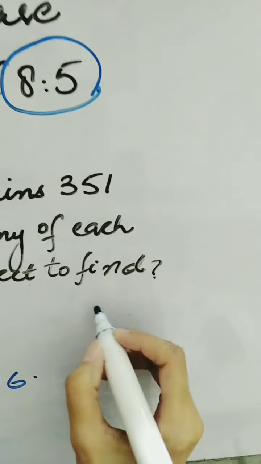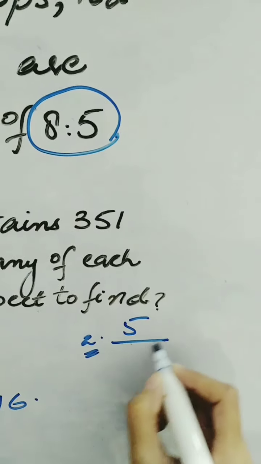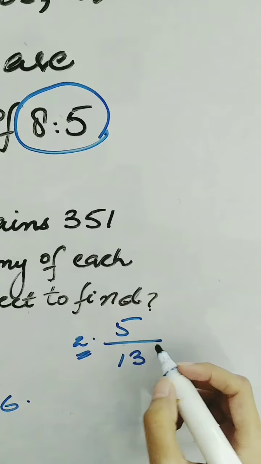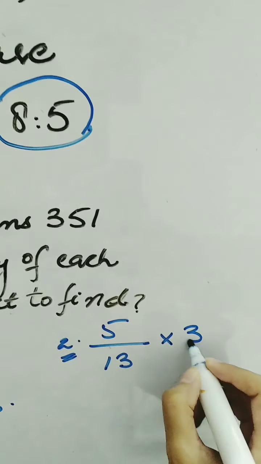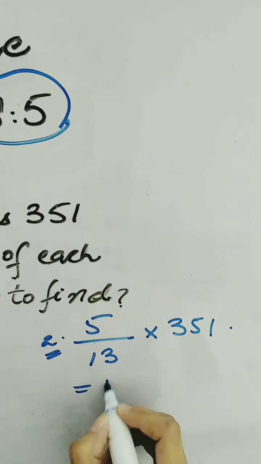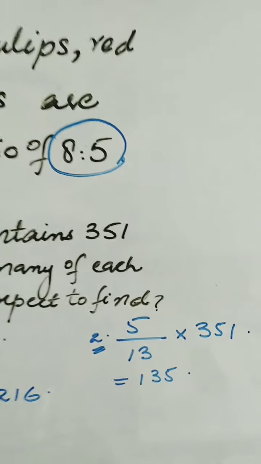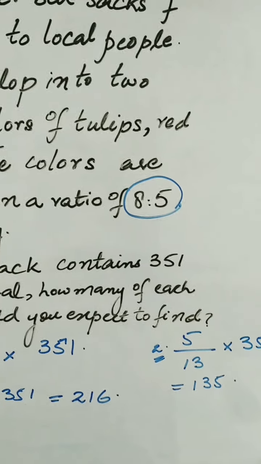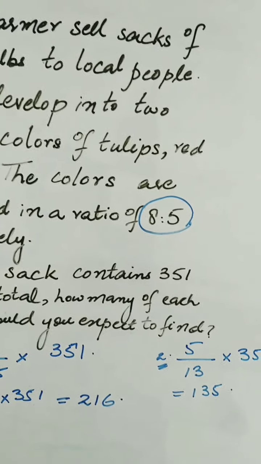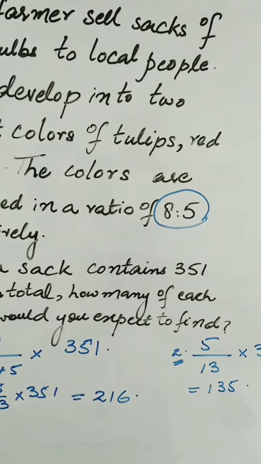for that we are going to put the ratio of yellow bulbs, which is 5, in the numerator, and 13, which is the sum of the ratios, in the denominator, and going to multiply it with the 351, and we will have 135 as its answer. So if there are 351 total bulbs in a sack, then according to the ratio 8:5, we have 216 red bulbs and 135 yellow bulbs.